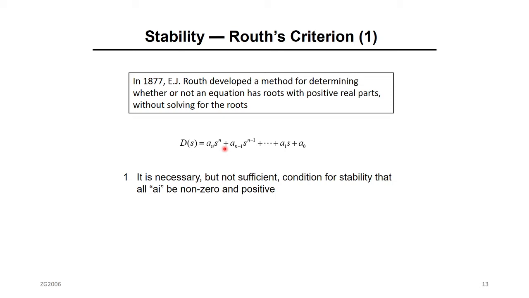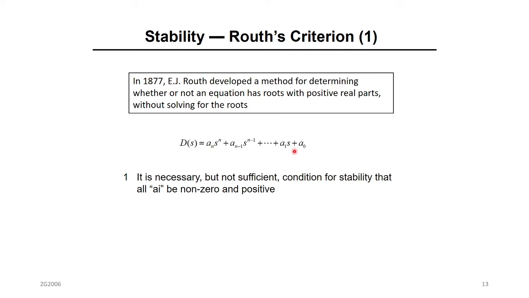How does it work? Let's assume we have this example. This is the characteristic equation: S to the power n, S to the power n minus 1, and these a's are the coefficients of the characteristic equation. Routh said it is a necessary but not sufficient condition for stability that all the coefficients a's must be non-zero and positive.